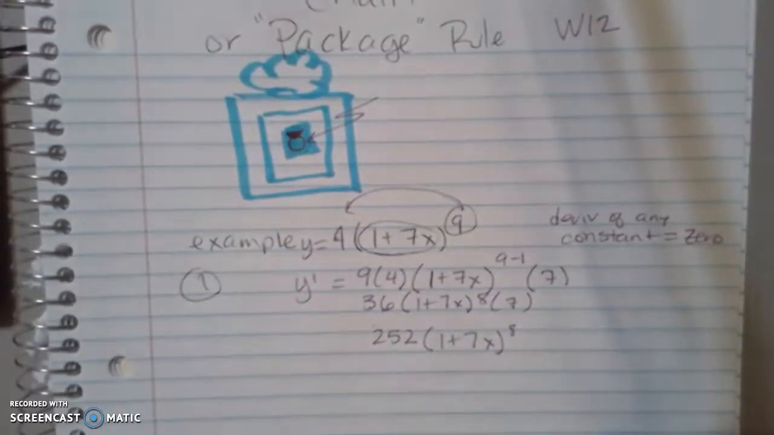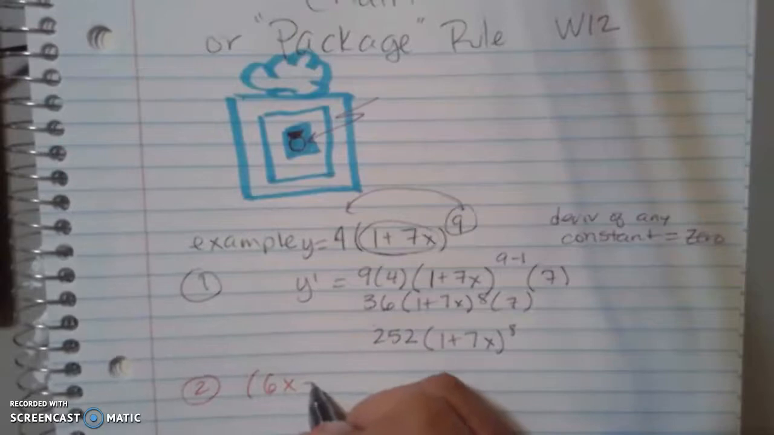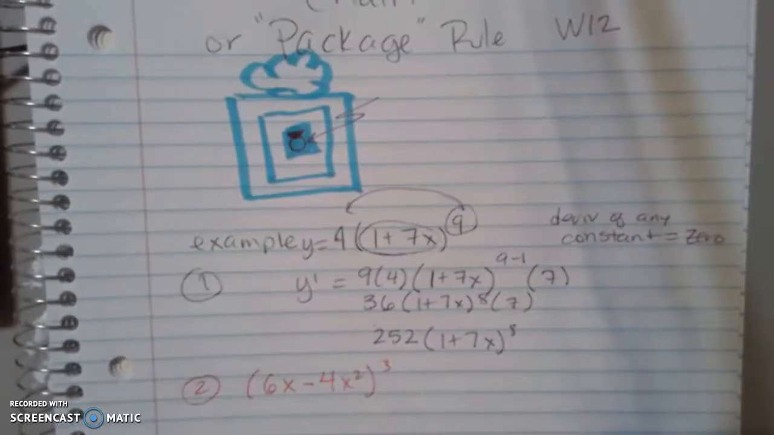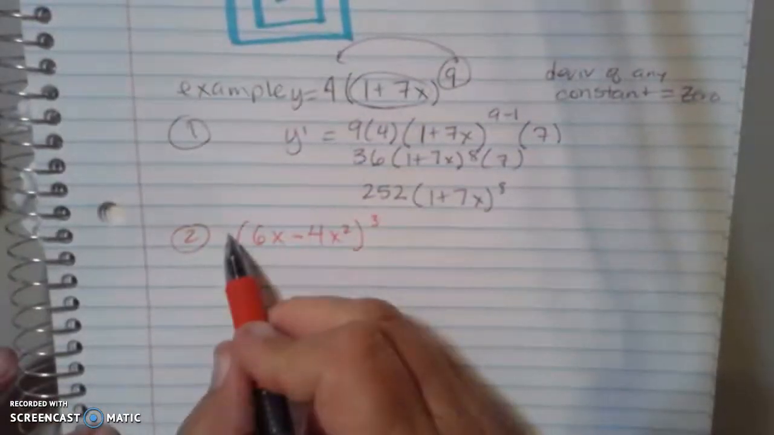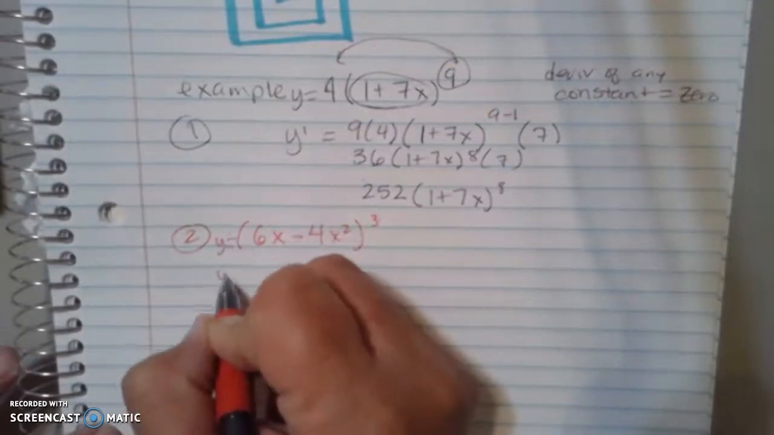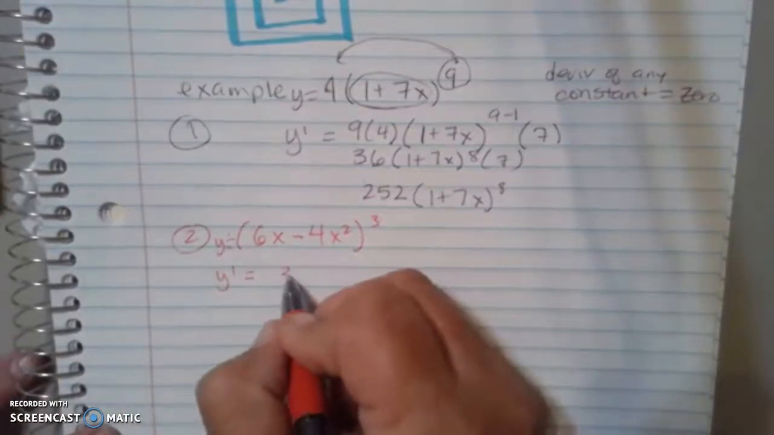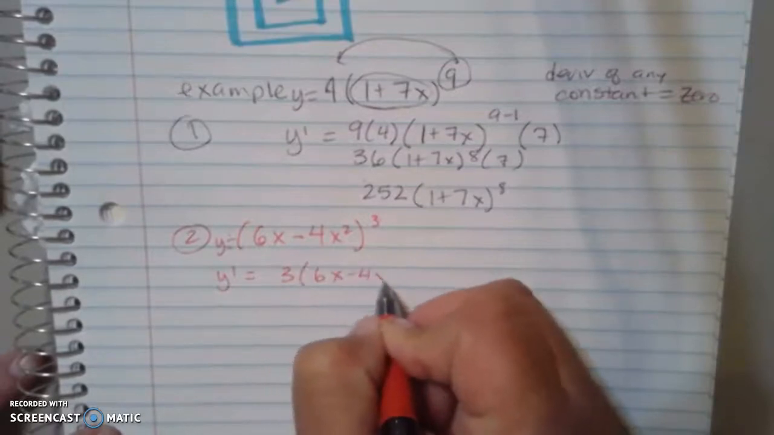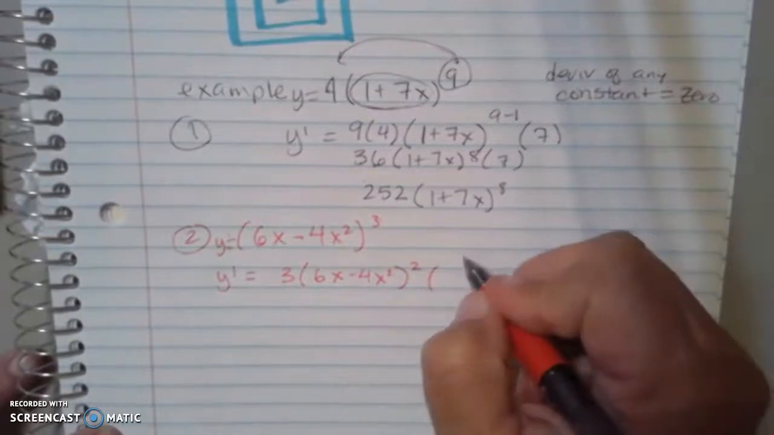I'm only going to have 5 little examples here. Okay, so the second example is 6x minus 4x squared all to the power of 3. The same exact idea. We're going to take what's on the outside, move it to the front. So if this is y, then y prime, remember, means it's a derivative, is 3 times 6x minus 4x squared times 2, but now I have to take the derivative of the inside.